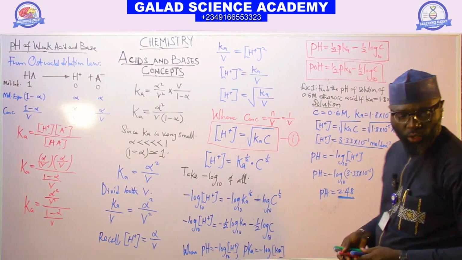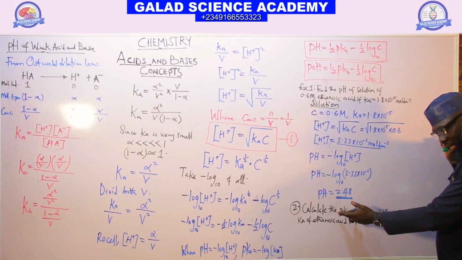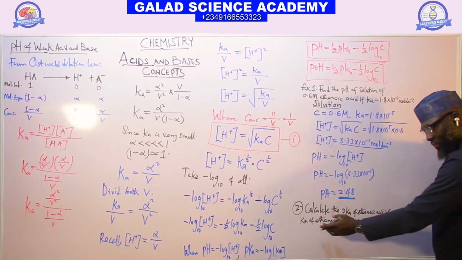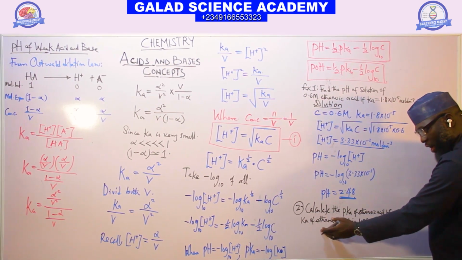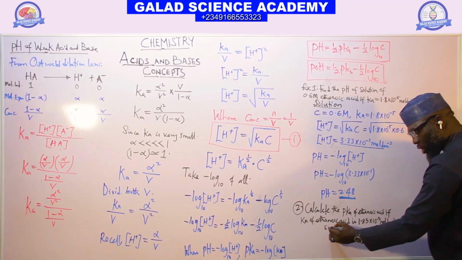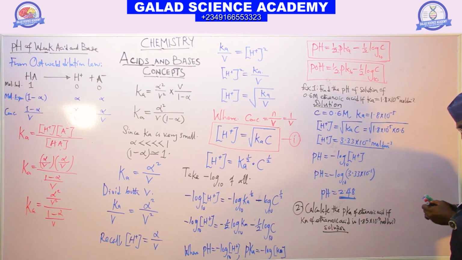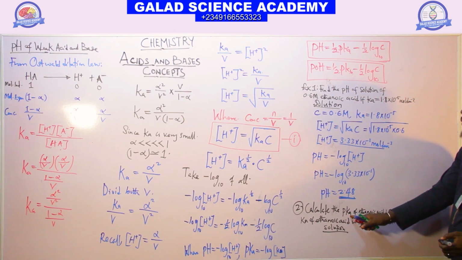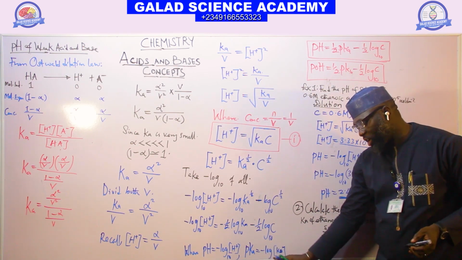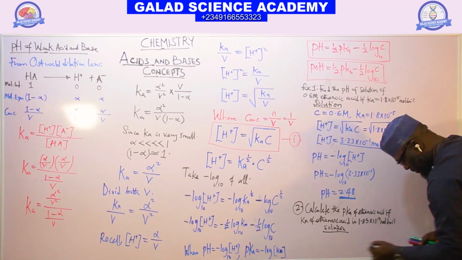Let's solve one more question. So let us look at this question. Calculate the pKa of ethanoic acid, if Ka of ethanoic acid is this. So this is also straightforward. Calculate the pKa. What is the formula for pKa? Here, pKa is minus logarithm of Ka, using pKa.